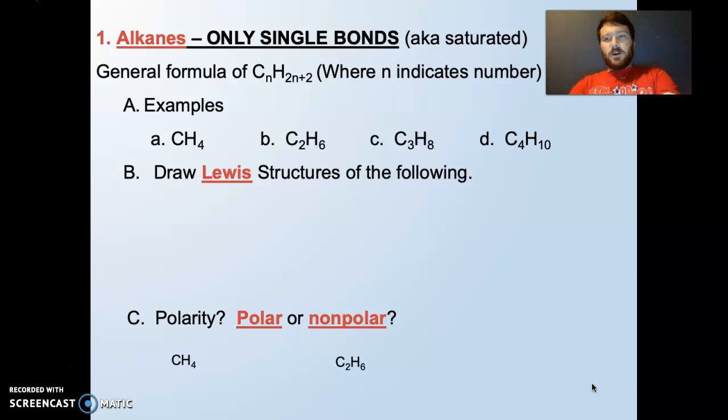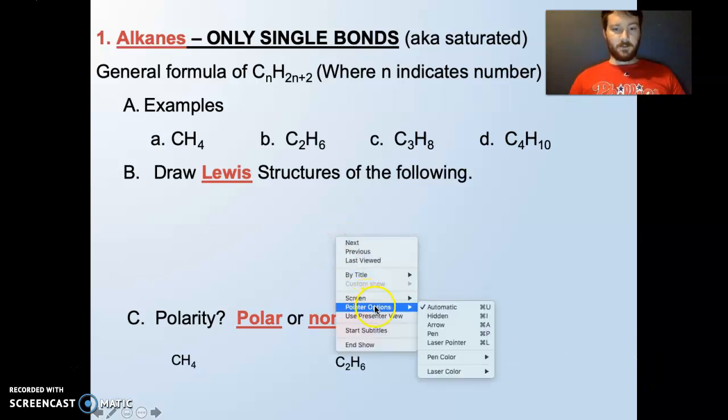You see, hydrocarbons are split based on how many bonds there are. If something contains only single bonds, it's called an alkane. Consider the following examples. We're on letter A. CH4, C2H6, C3H8, C4H10. Let's take a look.